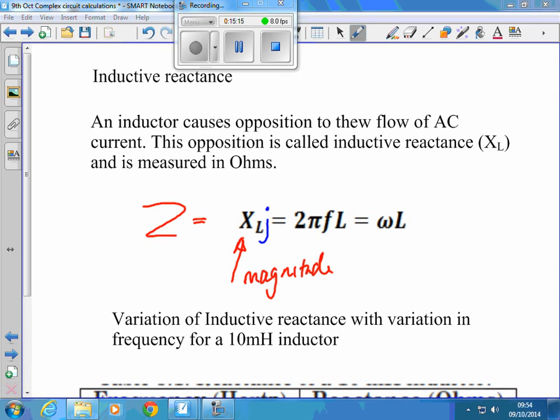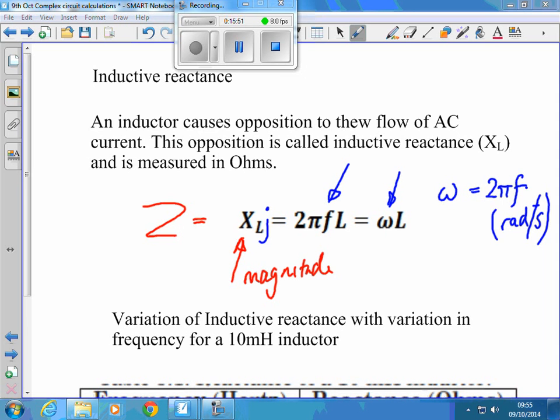And you can calculate XL in one of two ways: 2 pi times the frequency times the inductance, or omega times the inductance. Omega, whenever you see that in an electrical circuit, is always equal to 2 pi f, and its units are radians per second. It's called the angular frequency of the circuit.